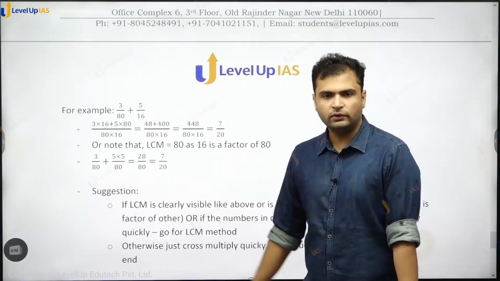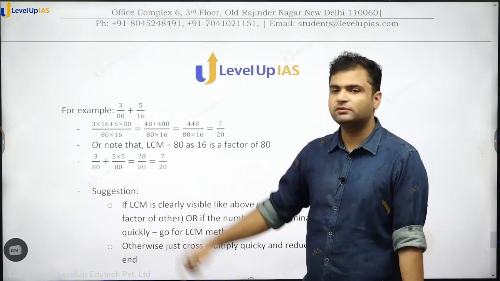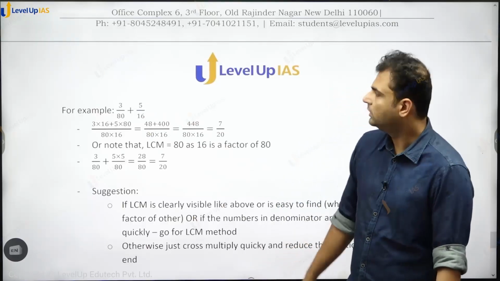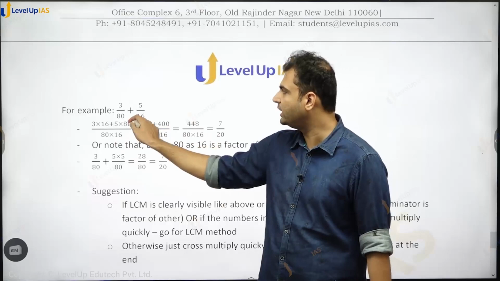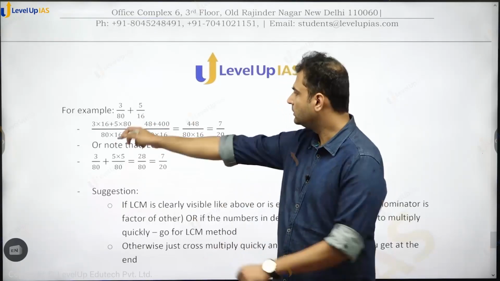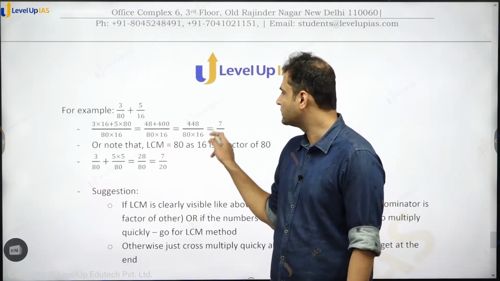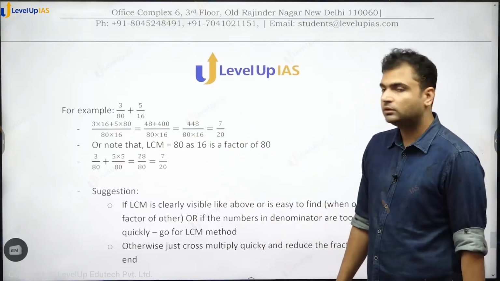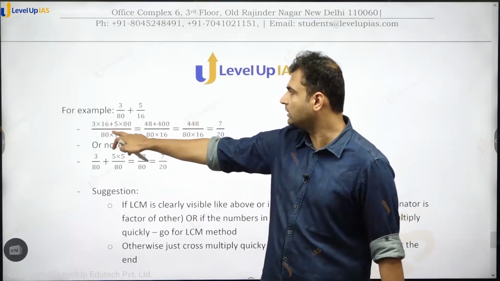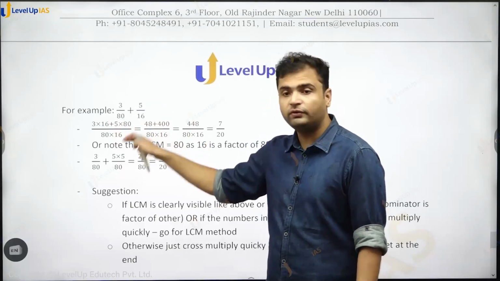देखो, for example again 3 by 80 plus 5 by 16. What we do? 3 into 16 plus 5 into 80 divided by 80 into 16. 40 plus 400 divided by this. तो इसको reduce करोगे तो you will get 7 by 20. This 80 into 16 करना पड़ेगा, 16 into 3, 80 into 5 इनको add करना पड़ेगा.